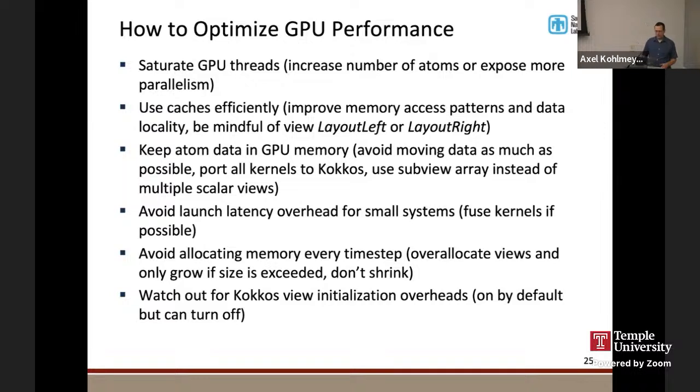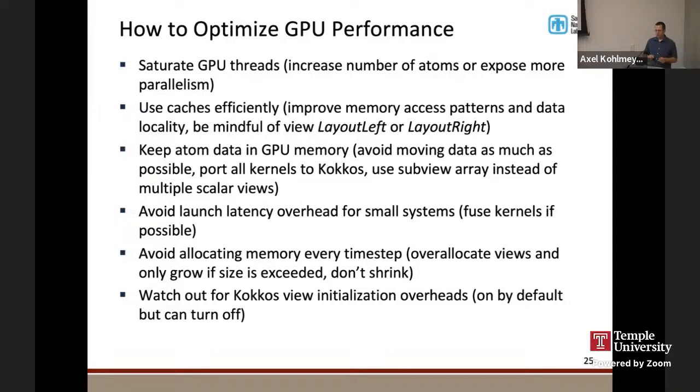You want to use caches efficiently. That means improving the memory access patterns, the data locality, being mindful of the layout. You want to avoid transferring data as much as possible, so that means porting all the kernels to Kokkos. Another thing you can do is, if you have multiple scalar views, and you're transferring data from this view and then this view and then this view, you can just make one big view and then take subviews. When you do the memory transfer, you just do one transfer and that reduces the latency.